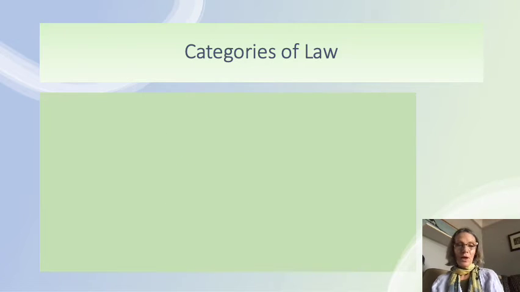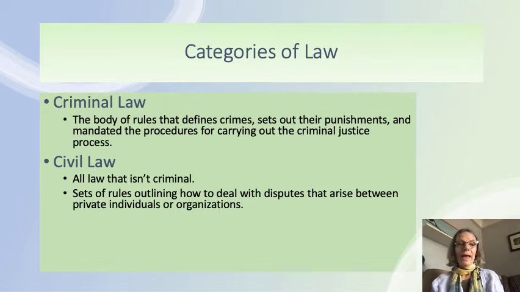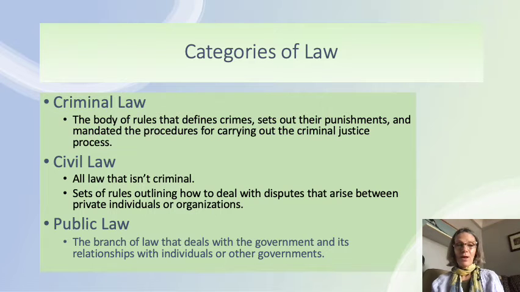So we know that law is an important aspect of our lives. Let's look at the different categories of law that your textbook identifies. There are many categories, but we're going to take a look at three. The first is criminal law. The second is civil law. And the third is public law. And now let's talk about each of these individually.